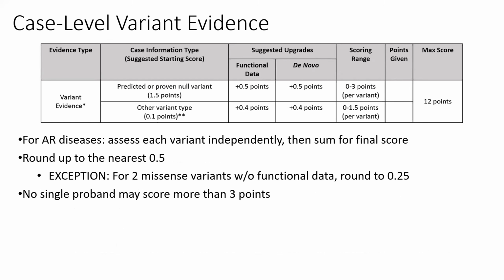When evaluating biallelic variants in the context of autosomal recessive disease, evaluate each observed variant in trans independently, then sum for the final score. Always round to the nearest 0.5, except when you have biallelic missense variants without supportive functional data. In that particular case, you will round to a final score of 0.25. And note that no single proband can score more than 3 points. We don't think that should be a rare occurrence, but there are some combinations within this system that would theoretically give you more than 3 points, but we're saying don't ever score more than that. That's the cap.